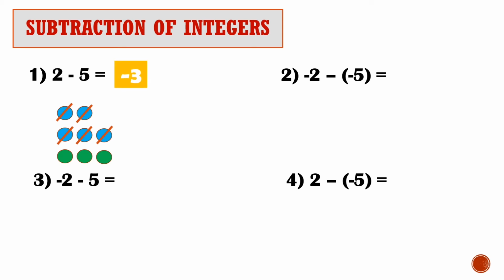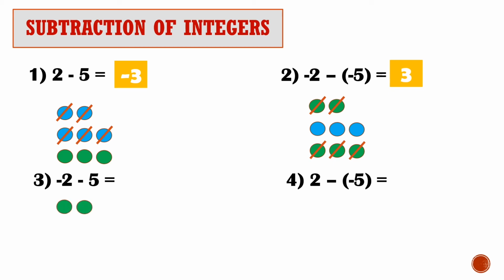Next, 2. We have negative 2 minus negative 5. So maglalagay tayo ng dalawang green for negative 2. Again, hindi natin siya pwedeng i-subtract yung negative 5 doon sa negative 2. Lagay ulit tayo ng 3 pairs para makompleto yung 5 negative. So tanggalin natin ngayon si negative. Ang matitira ay positive. So we have positive 3.